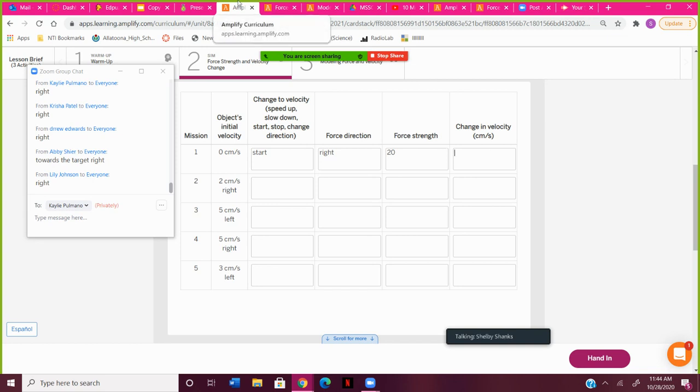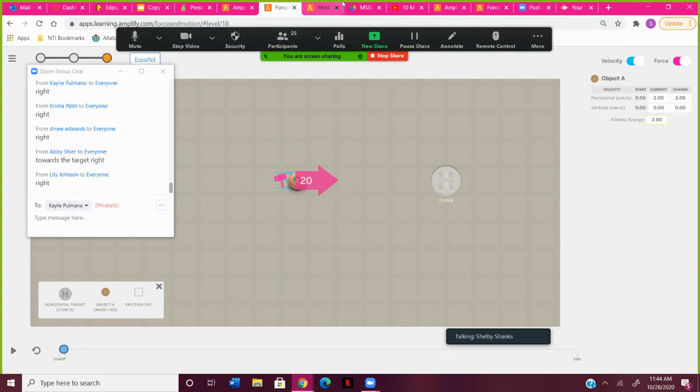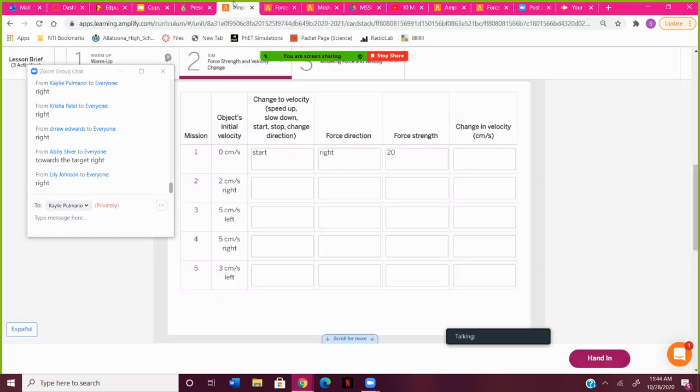Now, you can also get the change in velocity in that analyze button as well. So if we look up here, the top right, okay, make sure you're looking at the top right. I know it's probably kind of little, but the change in velocity right here is 2. Change in velocity is 2 centimeters per second. Right, so 2 cm per second.